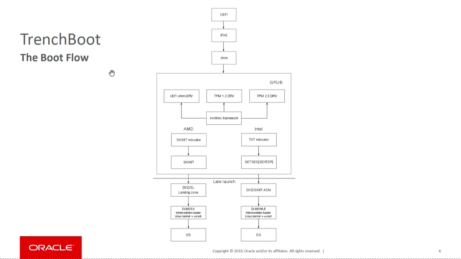Situation looks similar in the Intel TXT case. We have TXT relocator, then SENTER instruction is executed, and control is passed to the ACM, and if everything is okay, then DLME as intermediate loader is executed, and of course you can do the same things like in the previous case, and pass control to the OS.